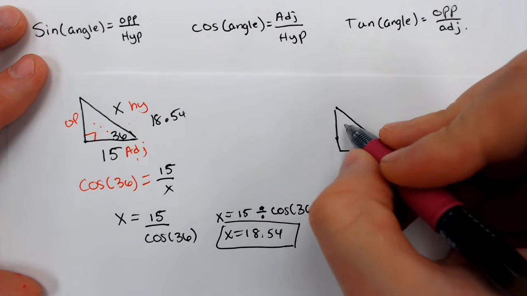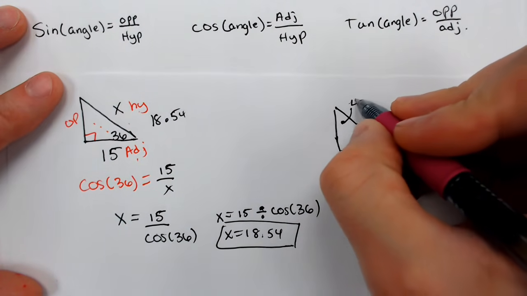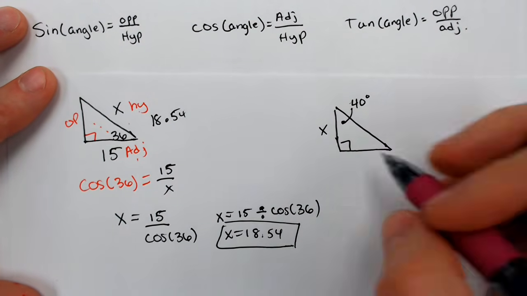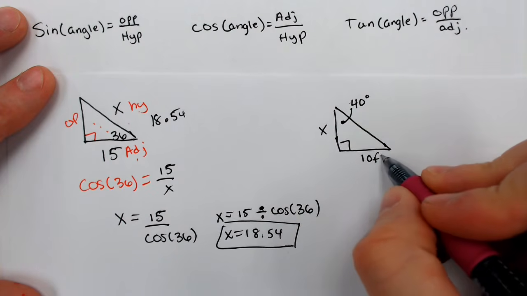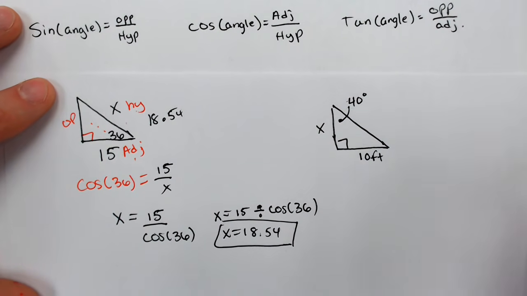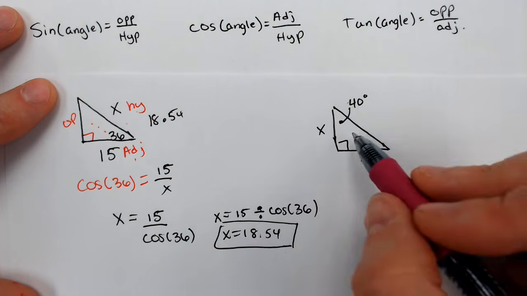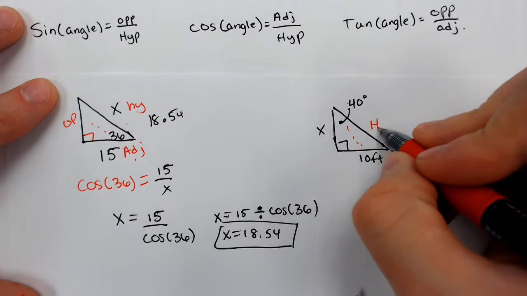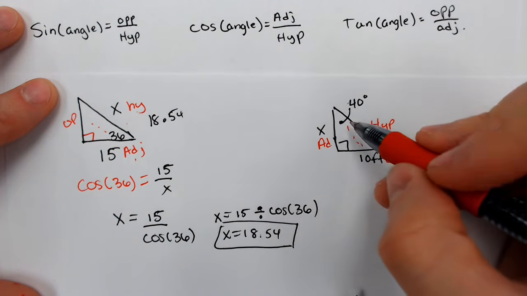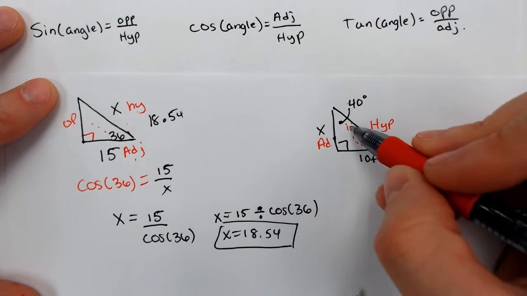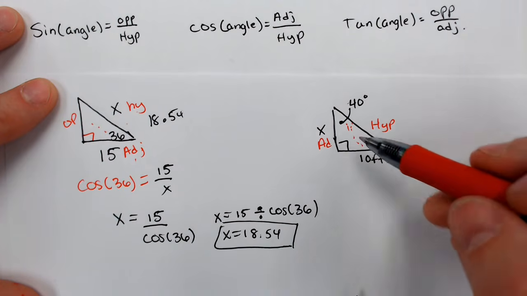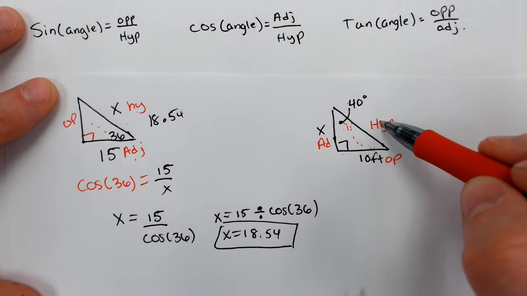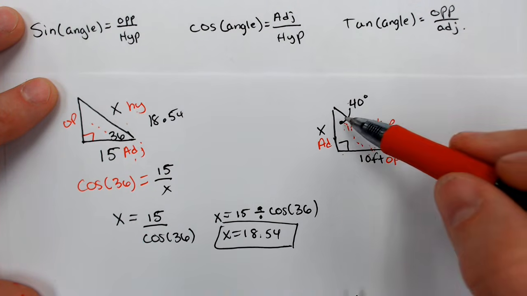Let's say that this angle right here is 40 degrees. And let's say I'm looking for this part, and I know this is 10 feet. So I'm actually giving it a unit of measurement now too. In this case, it's still all the same thing. Opposite, hypotenuse, adjacent. The opposite is always across from the angle that is given. It's not in the same orientation every time. So the opposite is across from that 40. Hypotenuse is across from the 90. Adjacent is the one that's next to the 40.